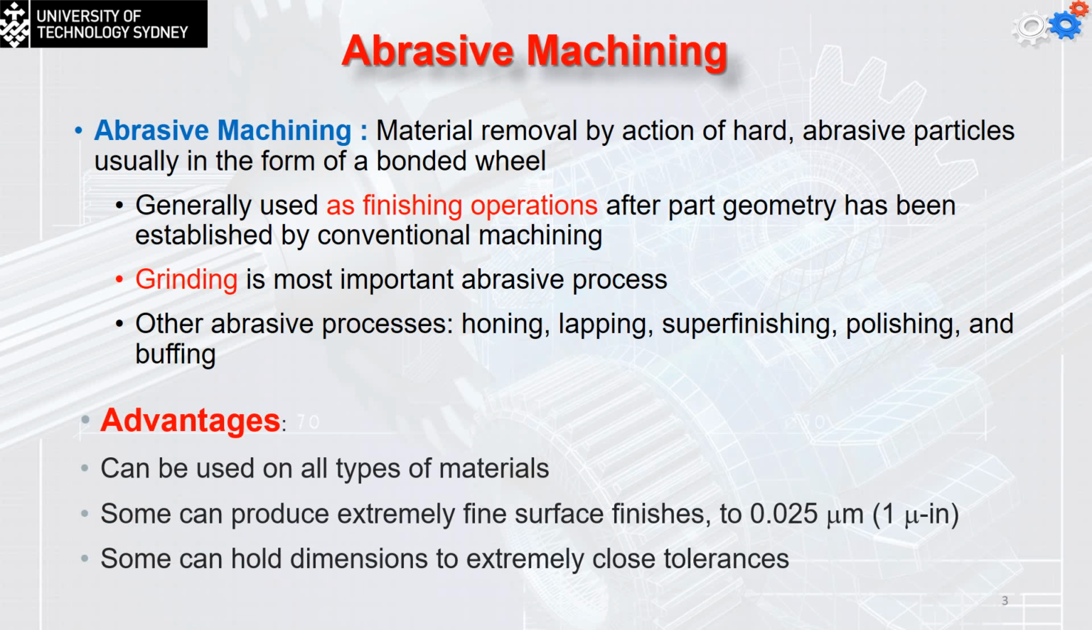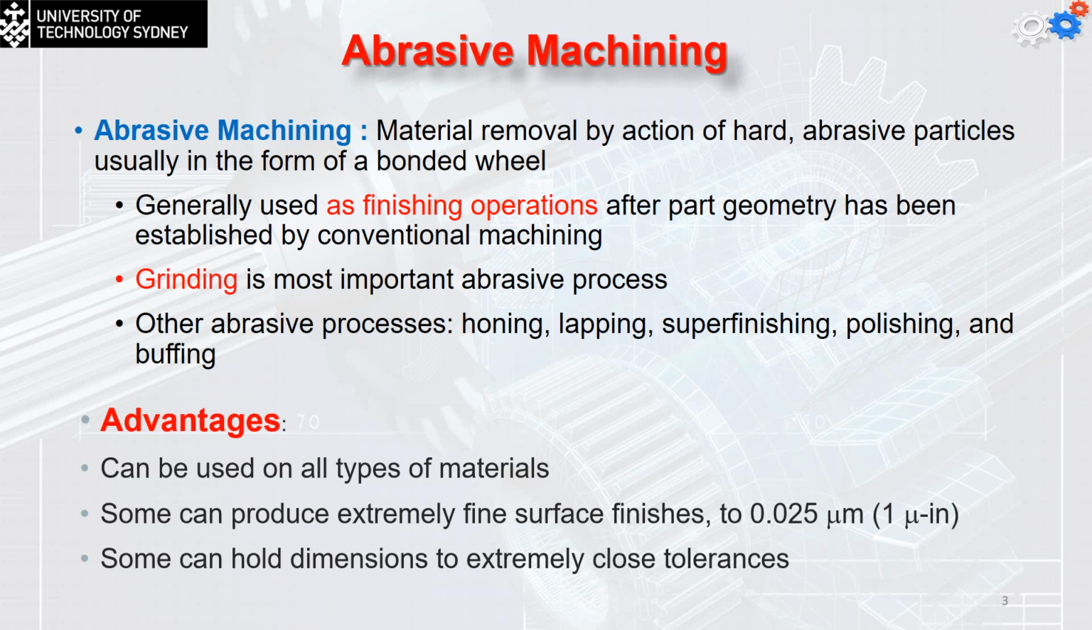The advantages are that it can be used on all types of materials. You can use it on wood, on plastic, on metal. Some can produce extremely fine surface finishing, up to 0.025 micrometers. You remember the sample you used for the surface finishing machine. What was the surface finish we had there? 2.97 micrometers, right? But the other specimen was 0.6, and we can go further, to 0.025 micrometers.